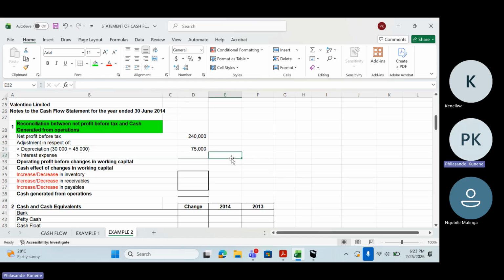I hope that one is clear, guys, because depreciation is an expense, but we're adding it back to cancel the subtraction that we did before.